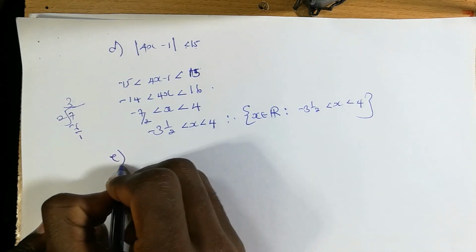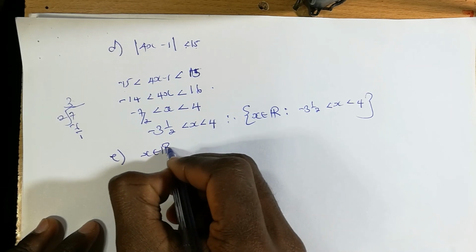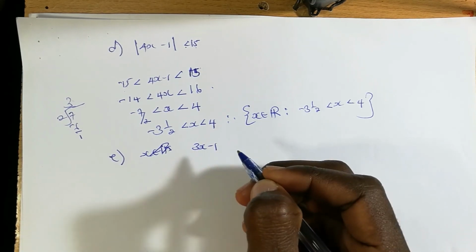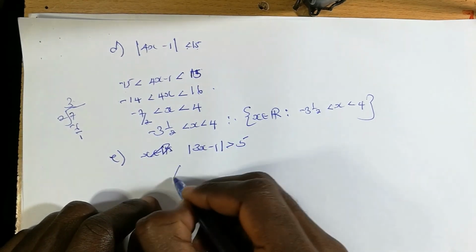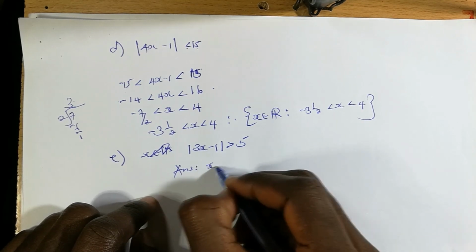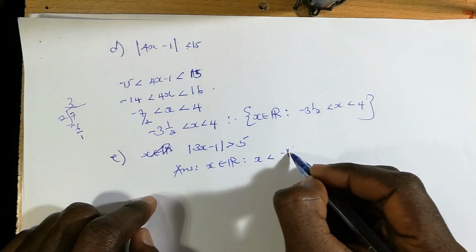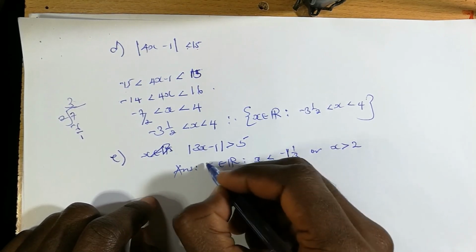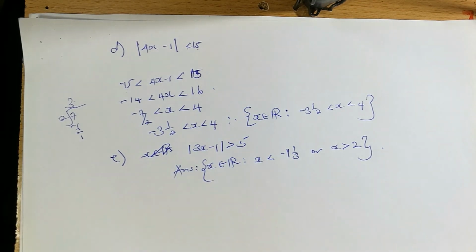Another number maybe you can try out, 3x minus 1 greater than 5. Your answer will be x less than 1 and 1 out of 3, or x greater than 2. You try that out. Try this one out.